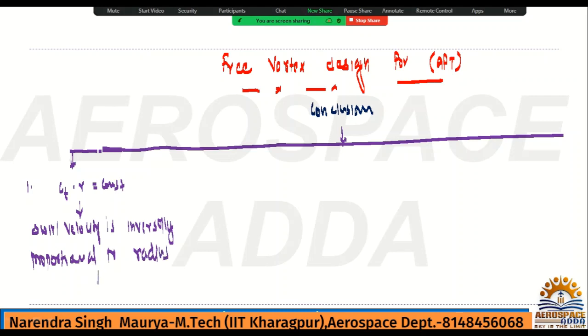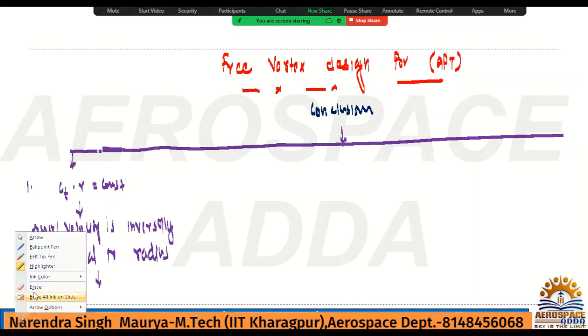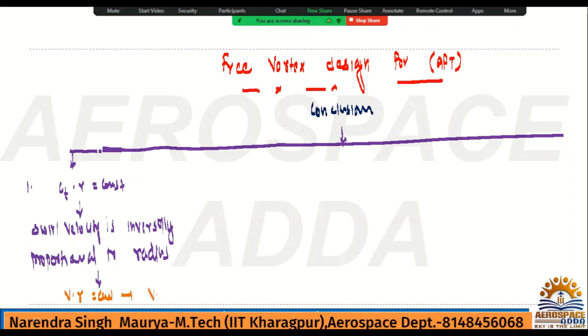If you remember, I had explained two types of vortex, forced vortex and free vortex, in the fluid mechanics incompressible aerodynamics lecture. If you watch it, you will get the types of vortex, and there I explained that for the free vortex, velocity into R is constant, meaning velocity is inversely proportional to R.